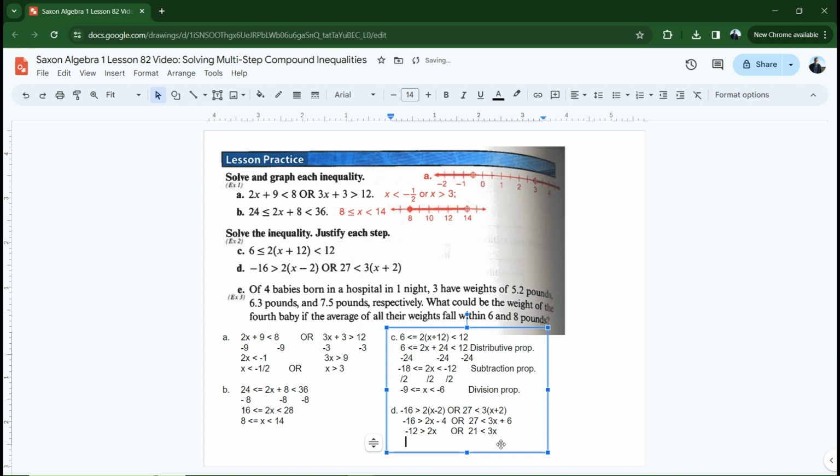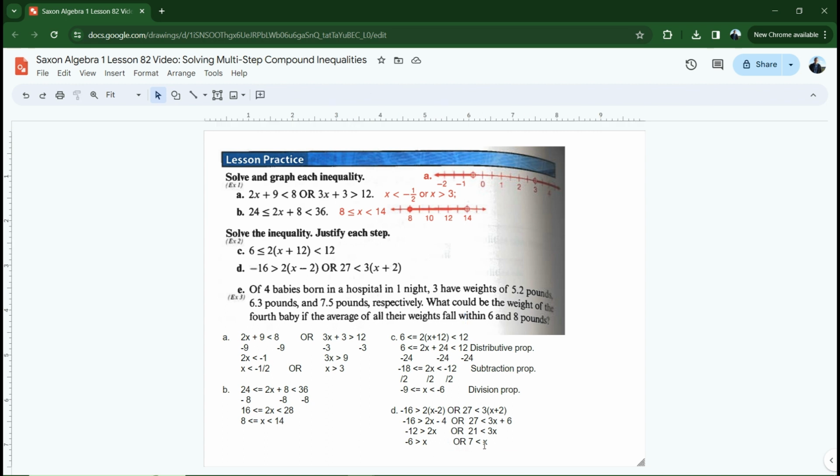All right, next I'm going to divide by 2. Okay, so when I divide both sides by 2 over here, it becomes negative 6 is greater than x. And then I'm going to keep my or. I'm going to divide by 3 on both sides here. And I'm going to have 7 is less than x. And that is my compound inequality. So letters C and D are completed. Let's go for letter E.